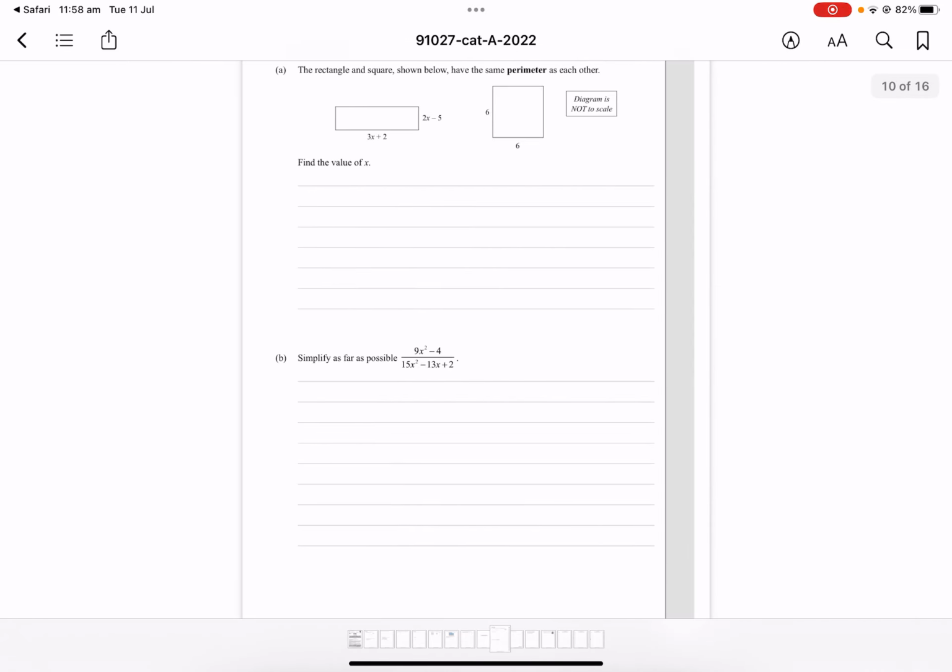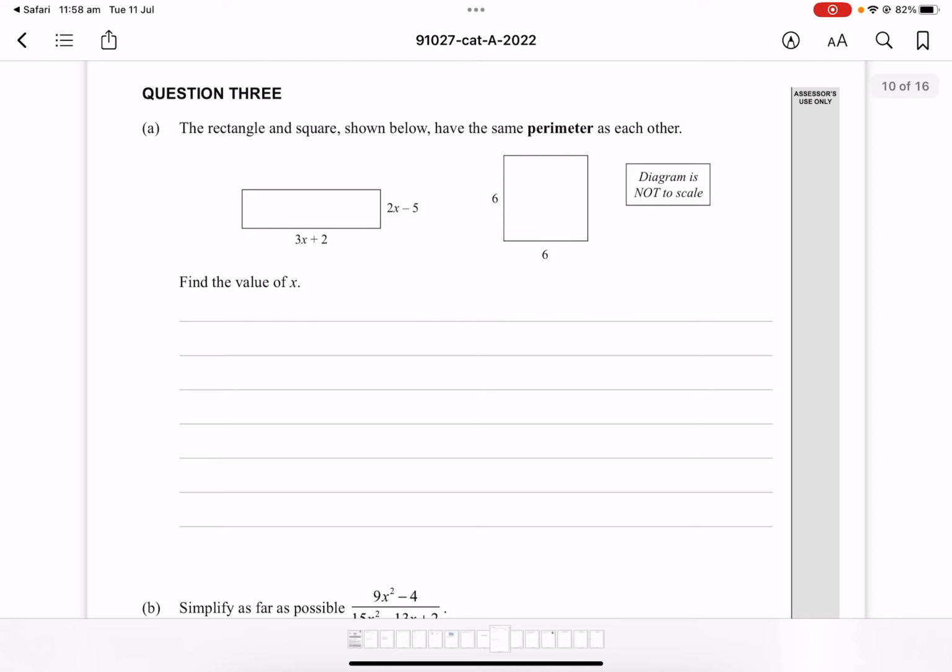Moving on to question 3. The rectangle and the square shown below have the same perimeter as each other. Find the value of x.